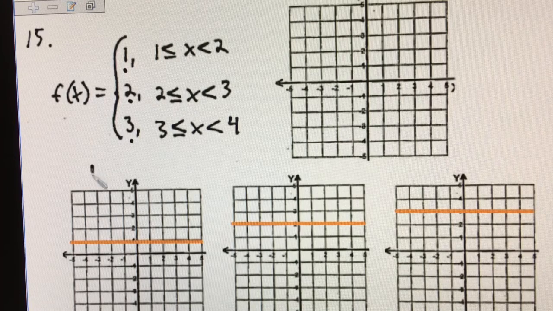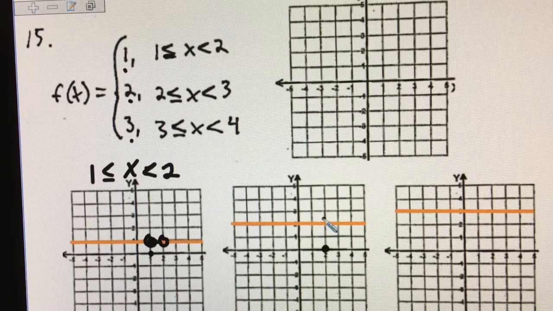Domain restriction, x is between 1 and 2. Notice I have a line underneath this one, but no line underneath that one. So I go to x value 1. Ooh, that should be negative 1. No, 1. Closed circle. Fill it in. 2, open circle. Don't fill it in. Connect the dots between.